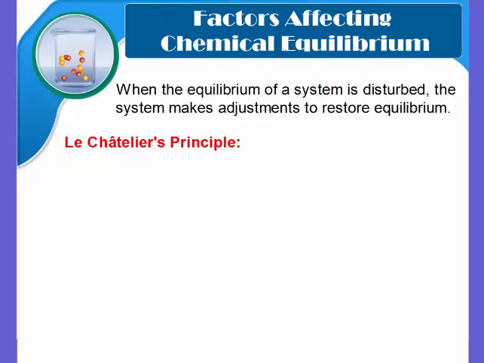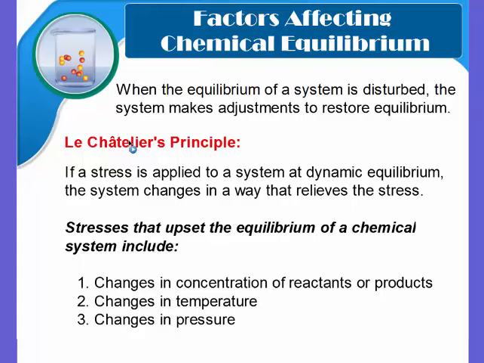When a system is at equilibrium and it's disturbed, the system will make adjustments to restore that equilibrium. That's referred to as Le Chatelier's principle. So if a stress is applied to the system at dynamic equilibrium, meaning the reactants are turned into products, products turn into reactants, the system will change in a way to relieve that stress. The 3 different ways that we're going to talk about that can stress a system is increasing or decreasing concentrations of reactants or products, changing the temperature, or changing the pressure.